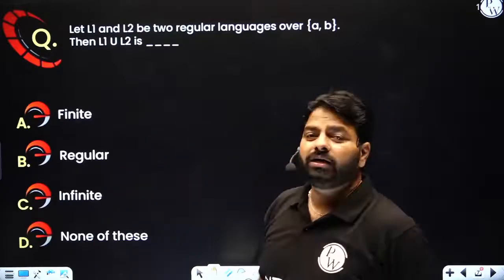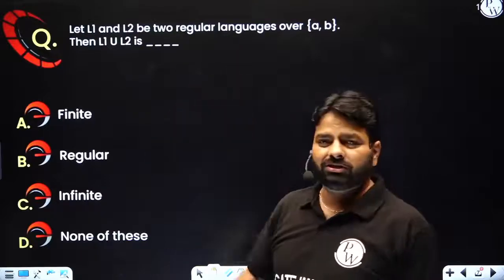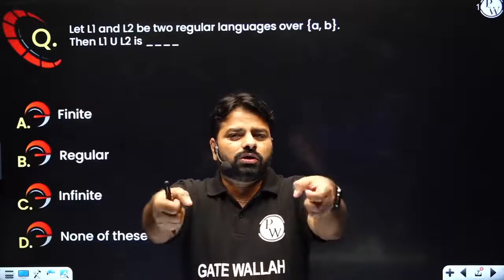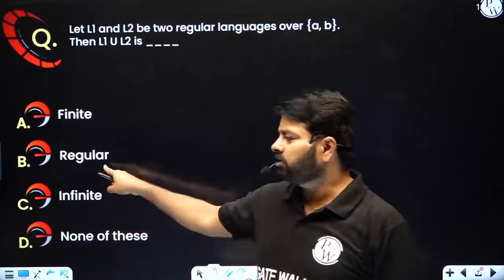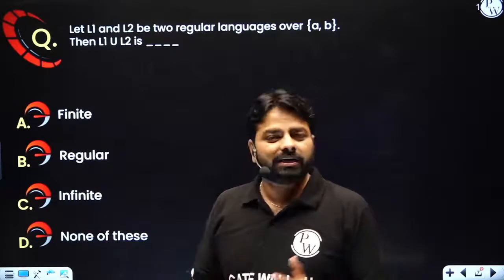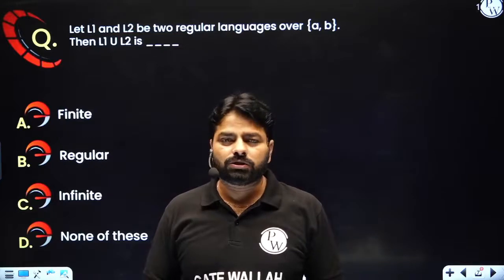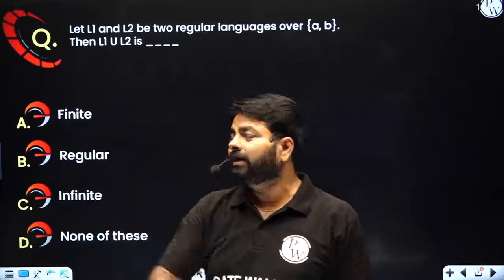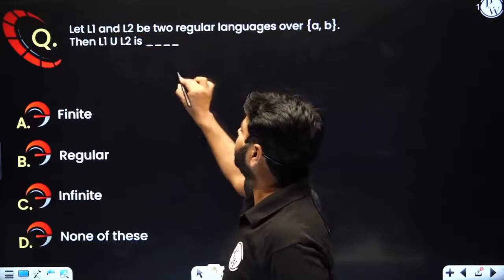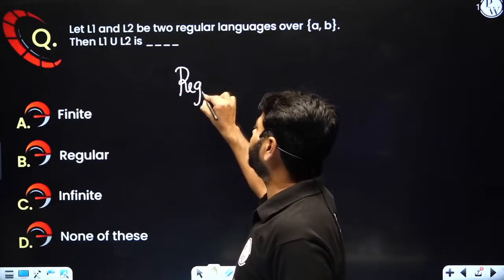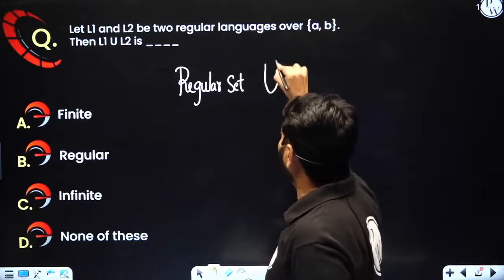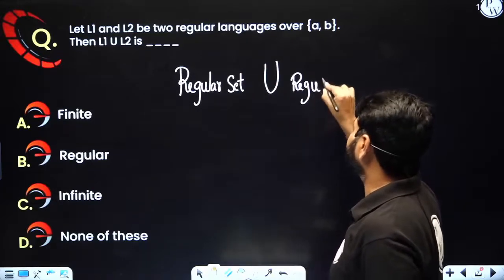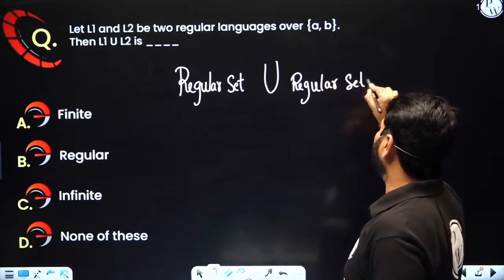Now we are going to see our important topic, regular languages. Now we have the domain where we have all the regular languages. Now you took two languages and applied the union. Is that result always regular or not? If it is always regular, then we can say that union is closed. But right now, regular, union, regular. This is your question, right? Regular set, one is a regular language, the other is also a regular language. Now you tell me, is it regular?